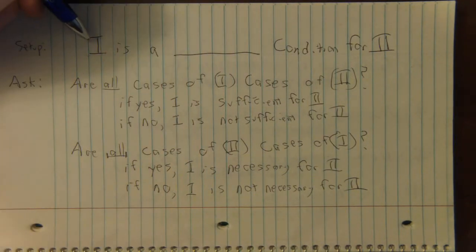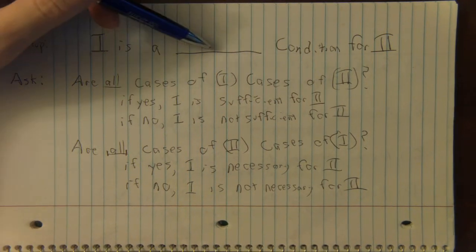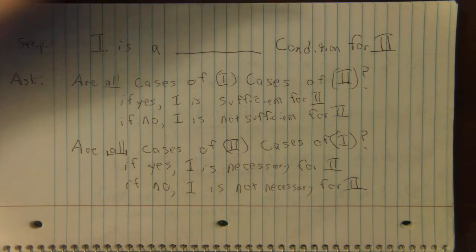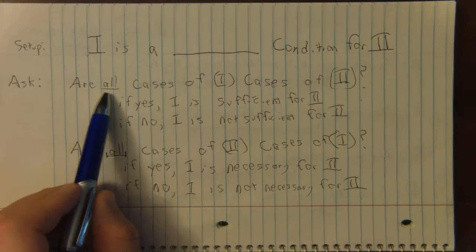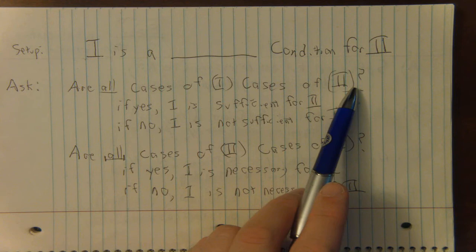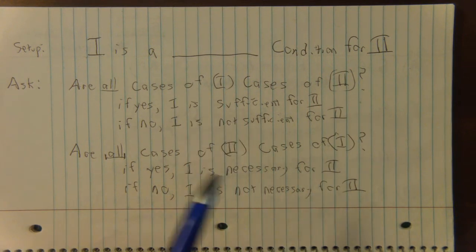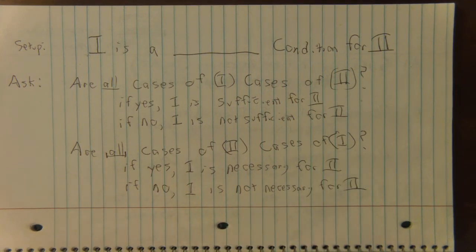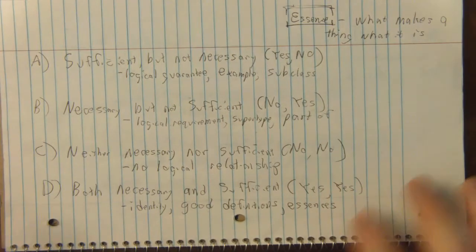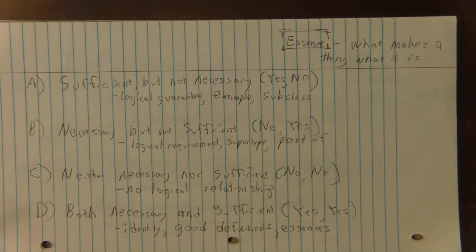Being a regular quadrilateral is a blank condition for being a square. If you don't know what those words mean, feel free to pause and look them up. Are all cases of regular quadrilaterals cases of squares? Yes, so it's sufficient. Are all cases of squares cases of regular quadrilaterals? Yes, so it's necessary. So being a regular quadrilateral is both necessary and sufficient for being a square.